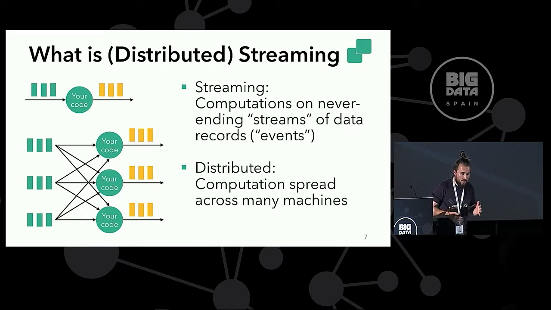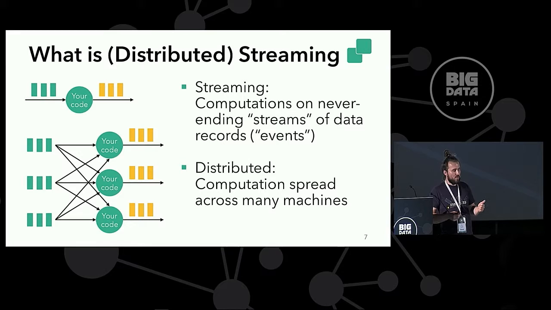So first, what is actually distributed streaming or distributed stream processing? Let's look at these two terms. Streaming, or stream processing, is when you have computations on infinite streams of incoming data, which is most data that you have in the real world. For example, if you have a web shop, then you infinitely get new events incoming.